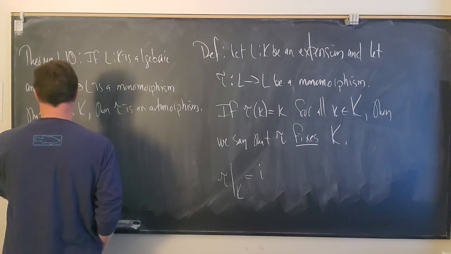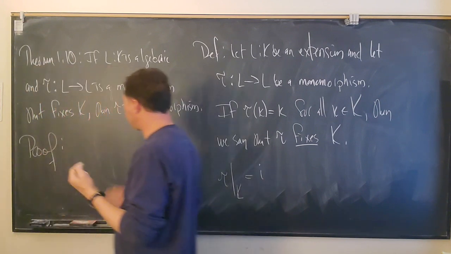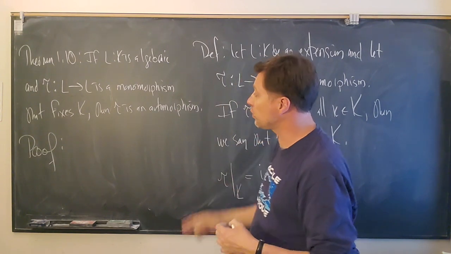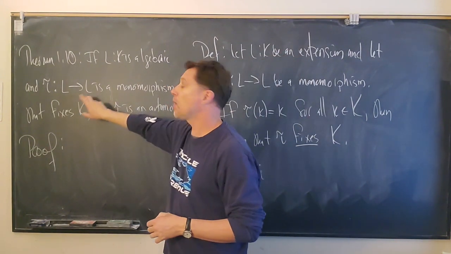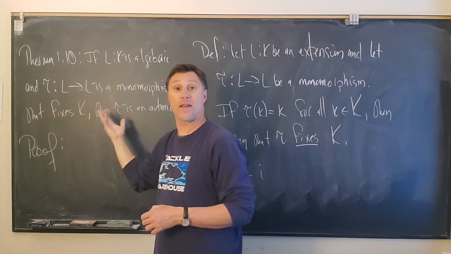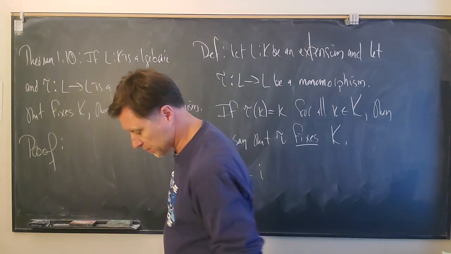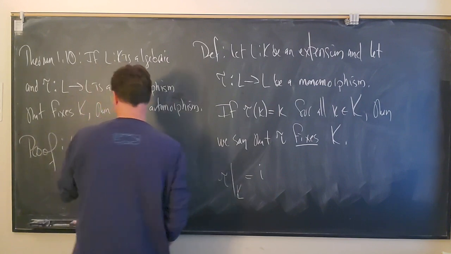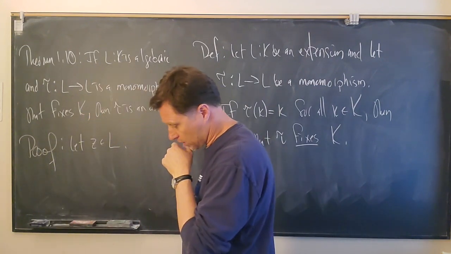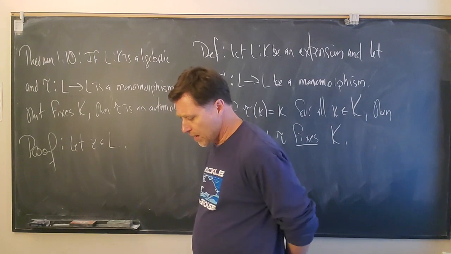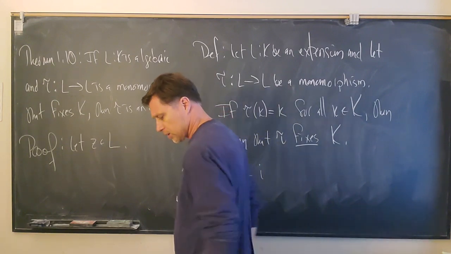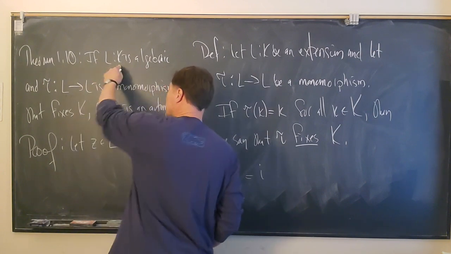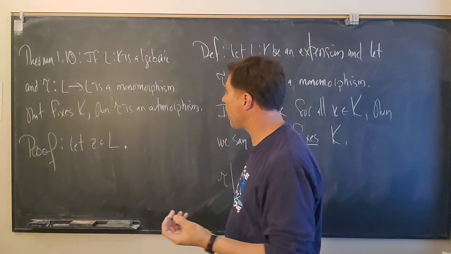All right, so the whole point here is we need to show that tau is onto. So I'm going to choose somebody in the codomain L, and produce somebody in the domain that gives us that output. Let's just call it Z. So let Z be an element of L. Okay, so Z is algebraic over K, which means there's a minimal polynomial.